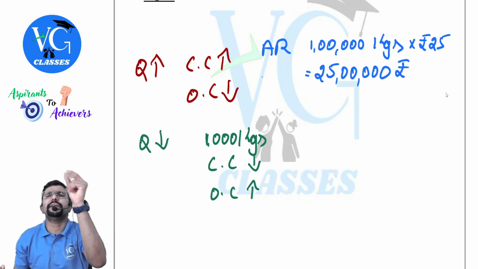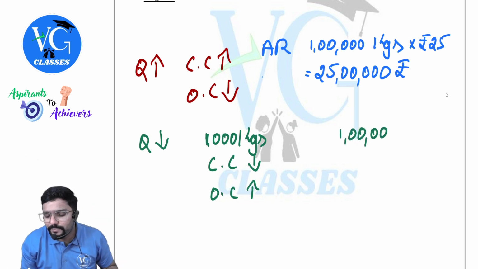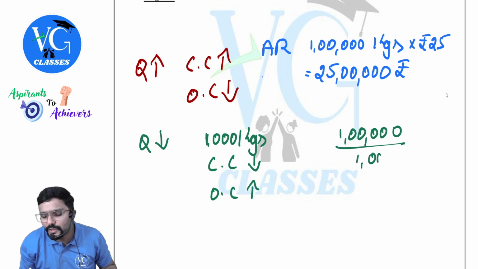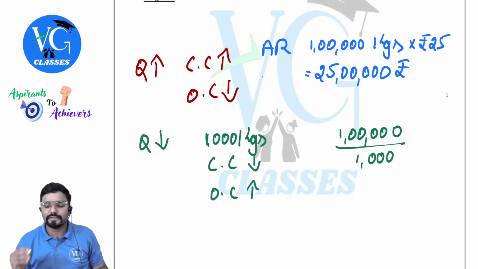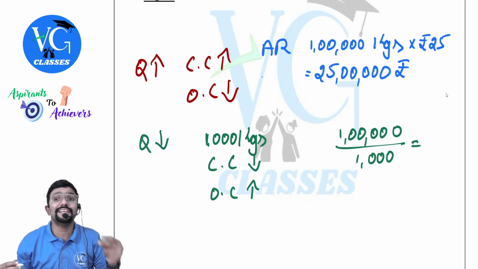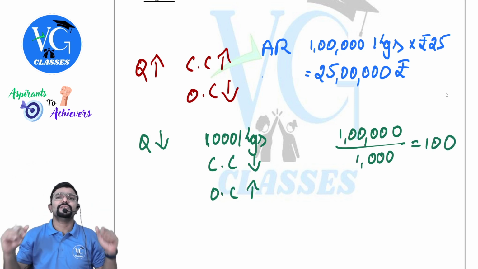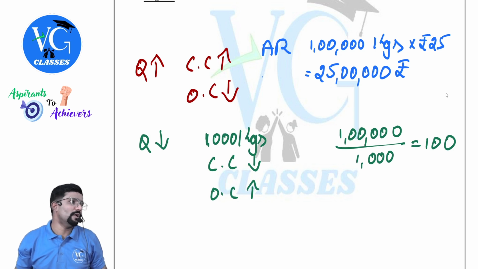What is the total quantity I want in a year? 1 lakh. Correct? So each time I am placing the order for how many kgs? 1000 kgs. So totally how many orders am I placing in a year? 100. Yes, sir. As the number of orders goes up, the ordering cost will go up, guys.